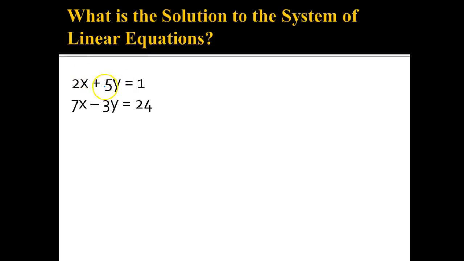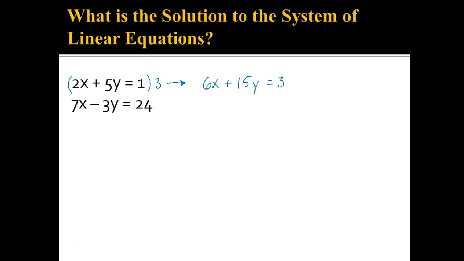I'm going to multiply the top equation by the coefficient of y in the second equation. So I'm going to multiply by 3. And when I do that, every term there gets multiplied by 3. I get 3 times 2x is 6x. 3 times 5y is 15y. And 3 times 1 is 3.